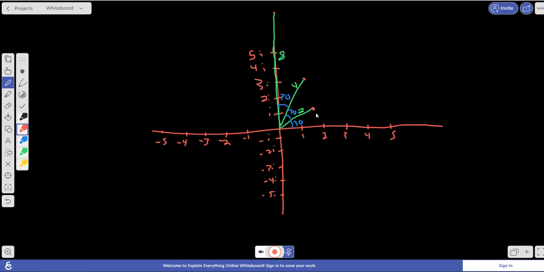And let's say we had some complex number that was maybe, let's say, right about here on the complex plane. Some real portion and some imaginary portion. And let's say the distance between the origin and there was 2.